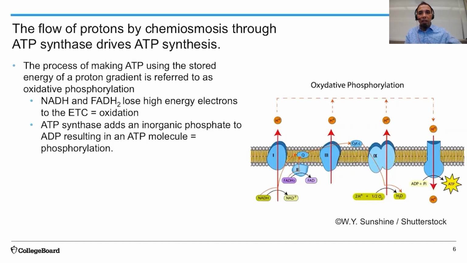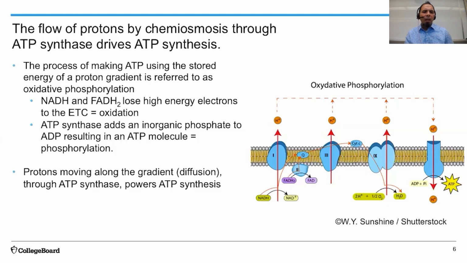Again, pause the video, jot down the terms you're not sure of, and ask your teacher, or draw the picture and draw it out. Protons moving along the gradient through diffusion through ATP synthase power ATP synthase. As those protons move along that gradient, they diffuse through ATP synthase, all the way on the end, and as they diffuse through that synthase, they allow for the production of ATP. There's that arrow showing you which way those protons are going to move.